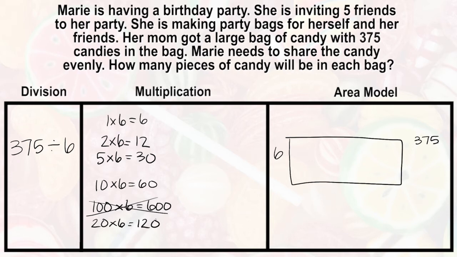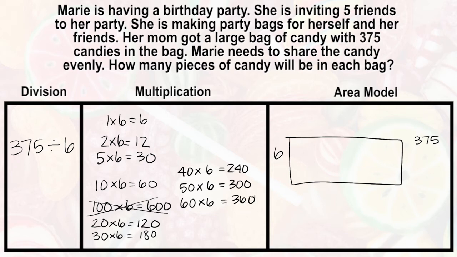If we continue to multiply by groups of 10, we get the following. 30 times 6 equals 180. 40 times 6 equals 240, 50 times 6 equals 300, 60 times 6 equals 360, and 70 times 6 equals 420. Marie does not have 420 pieces of candy, so she cannot give each bag 70 pieces. Let's cross 70 times 6 off our list.